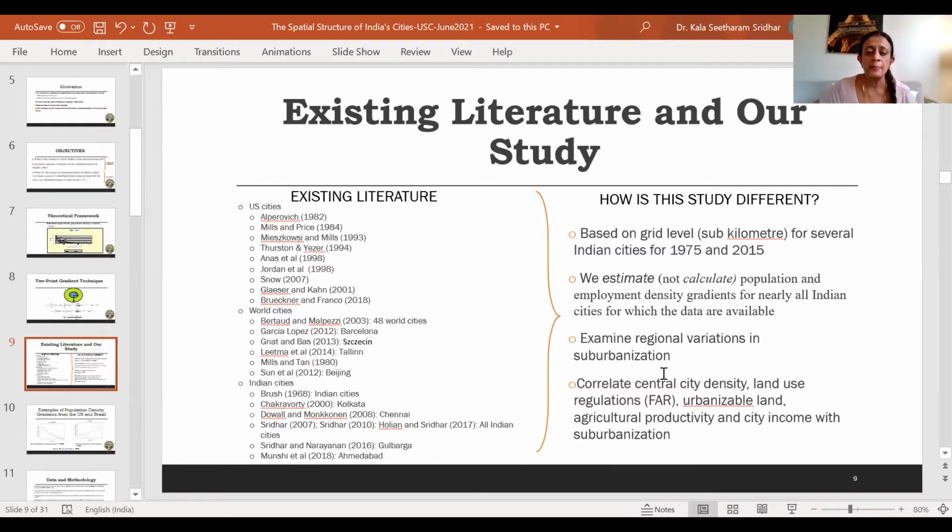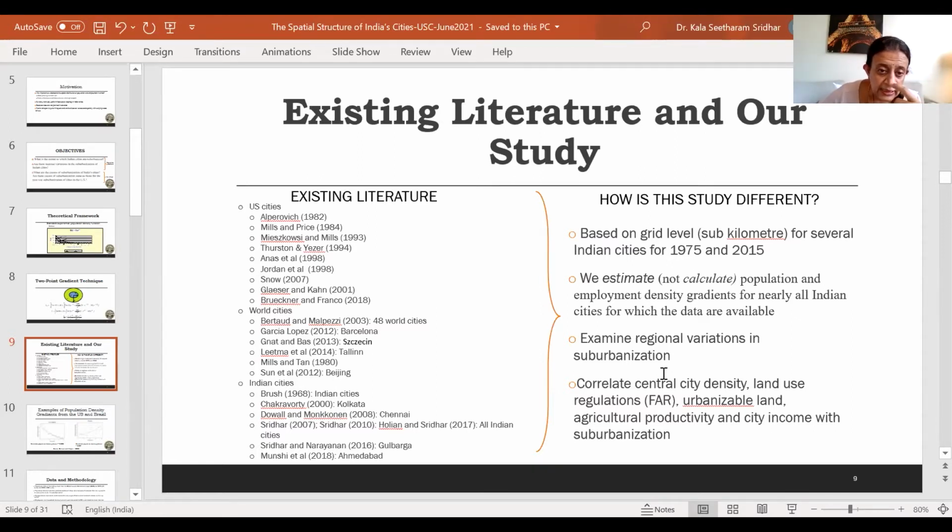Our paper here is most close to Bertaud and Malpezzi 2003, in which they looked at the spatial distribution of population in 48 world cities. I'll talk a little bit more about it. I'll actually talk about it throughout. There are various papers talking about suburbanization of various cities across the world, so I will not talk about them a lot.